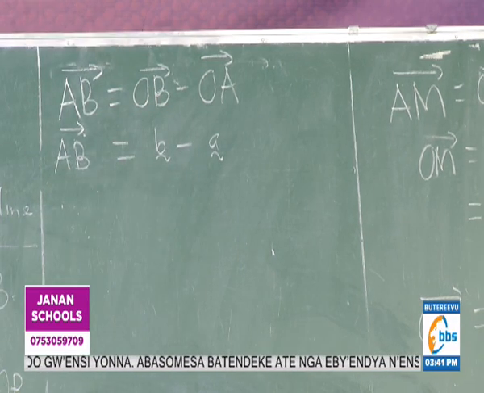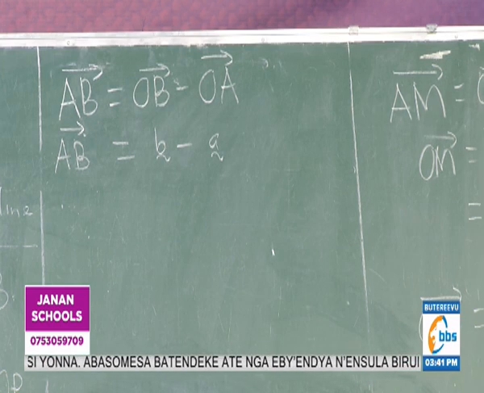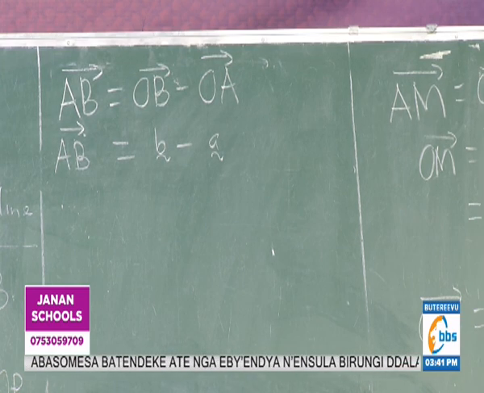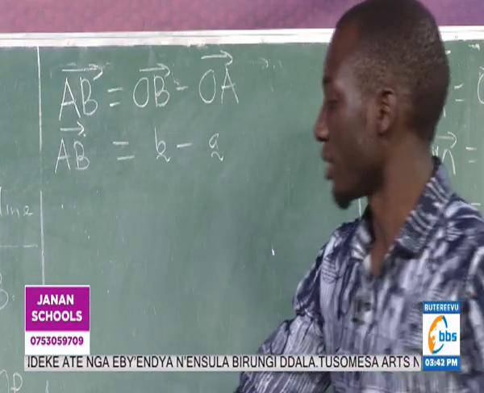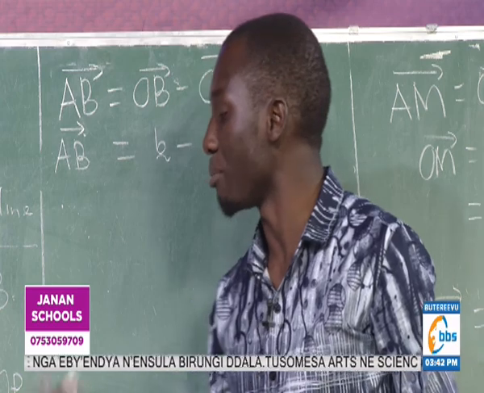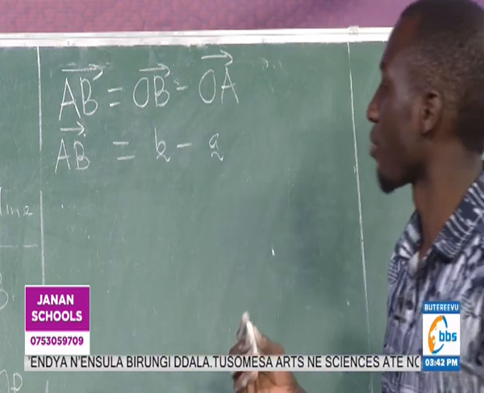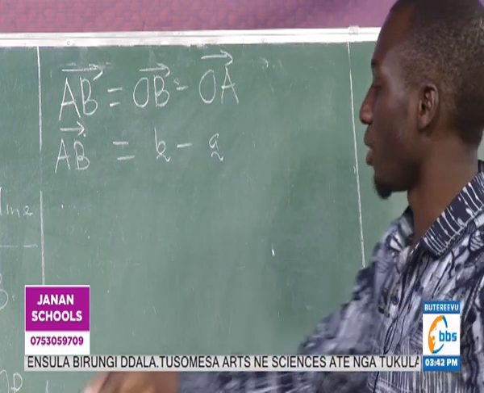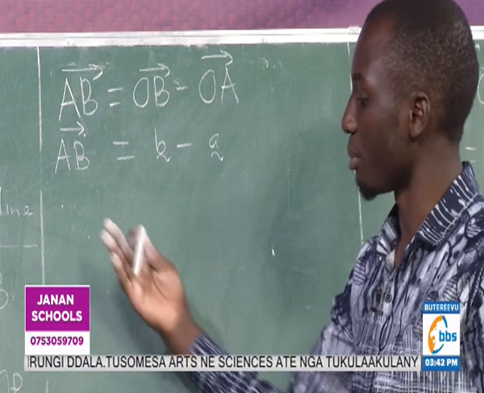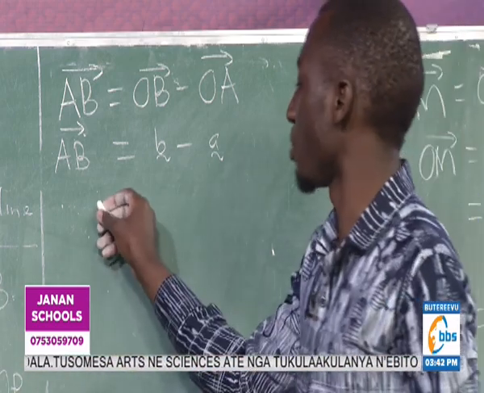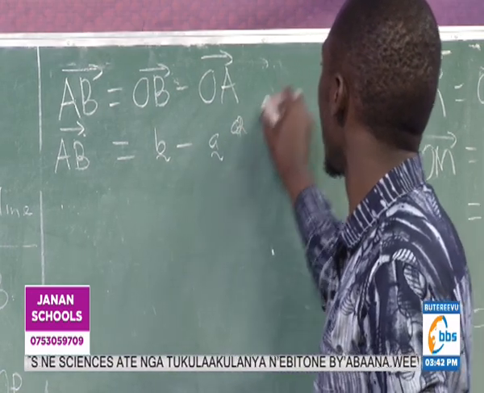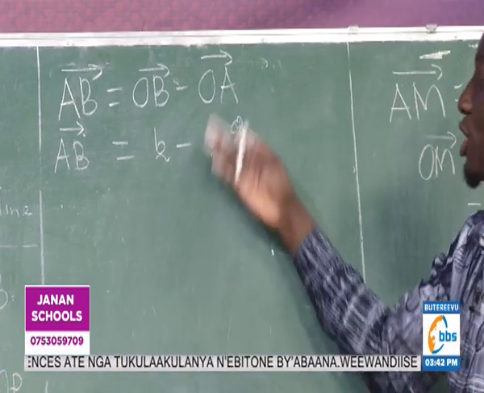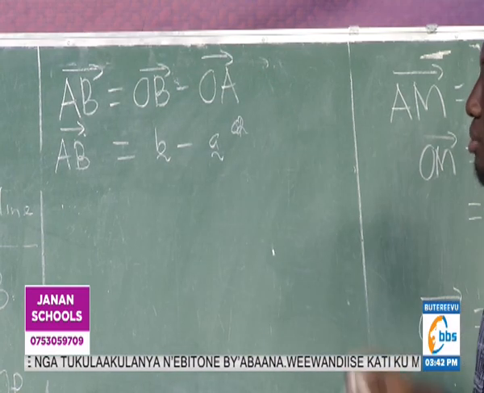But another person may not use that. I can use the diagram itself. If I use the diagram, it means that I'm going to move from, because I want to get AB, it means that I start from A. Just look at the diagram and see how I can move from A to B. So this is one way of doing it. But I just want us to imagine you don't know this. I want you to get it from the diagram.